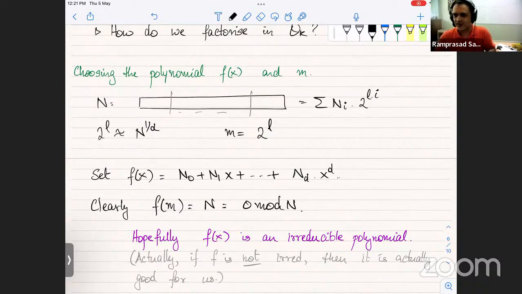So this solves the problem of finding the polynomial f and finding the integer m. Are there any questions at this point?